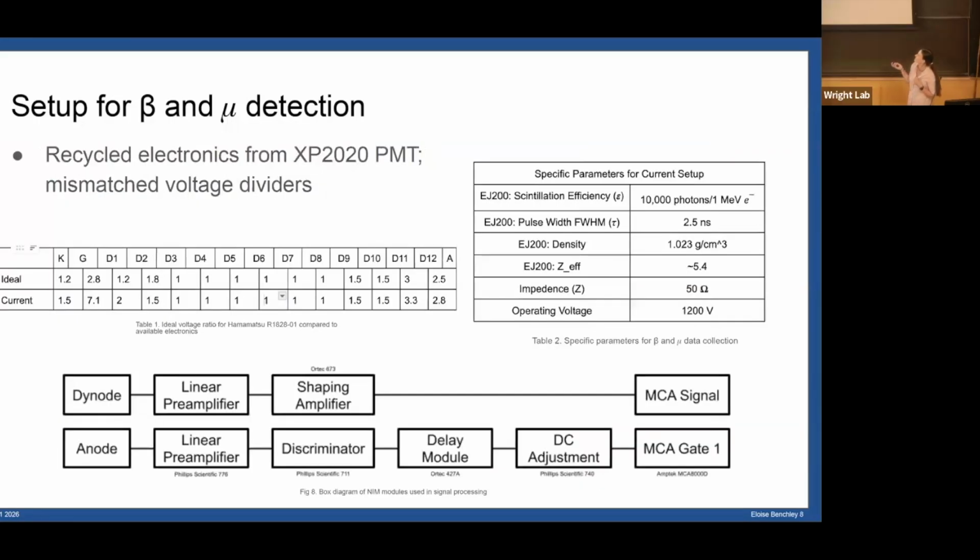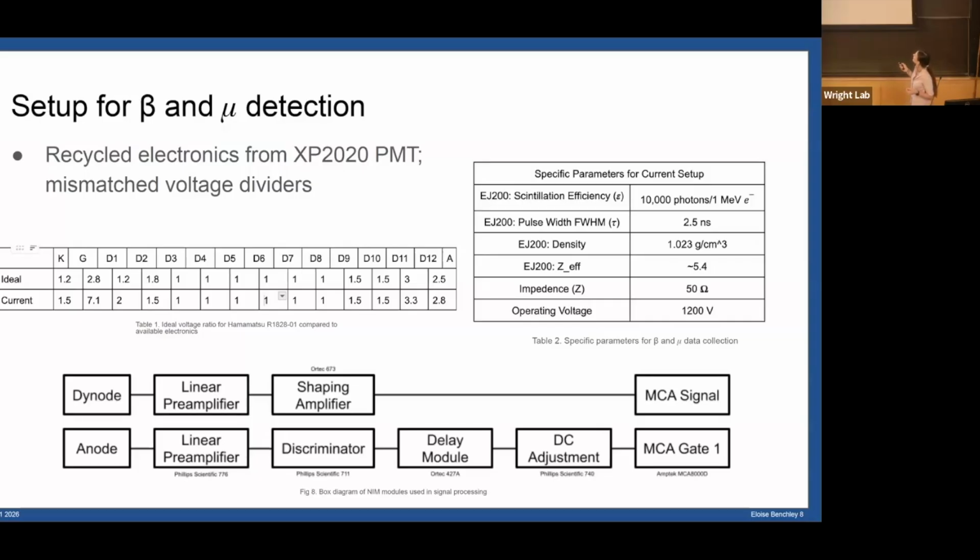Another thing is we used recycled electronics from a different PMT. Part of the way these tubes work is by having a voltage divider and having proper voltage ratios across the diodes. As you can see here, the voltage ratios for this PMT are different from what we have, which means that we are not getting the same gain that is expected.